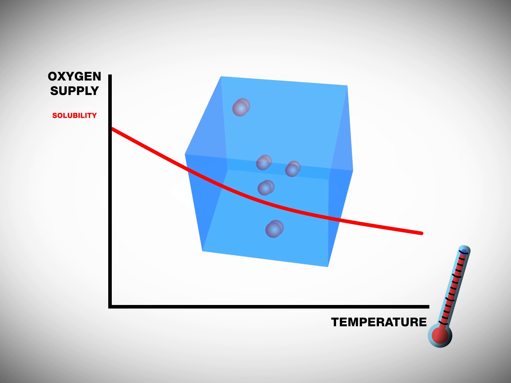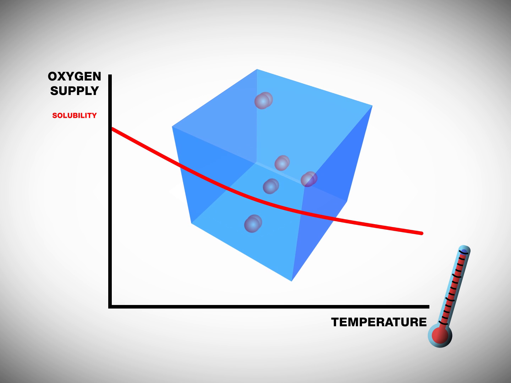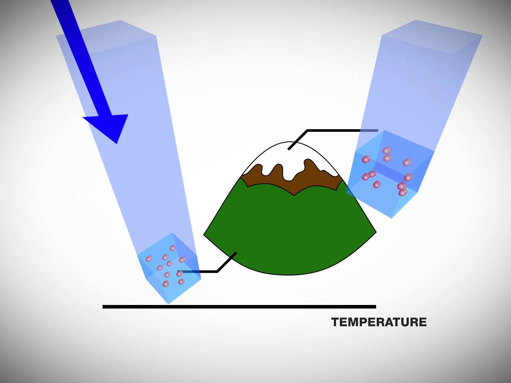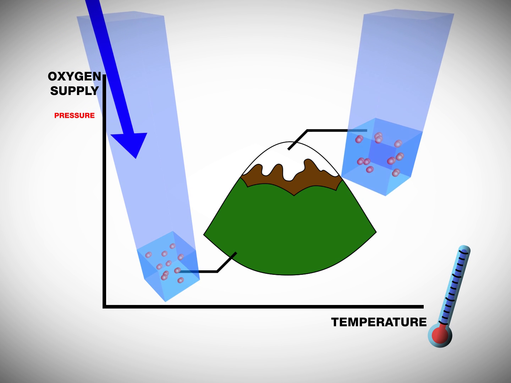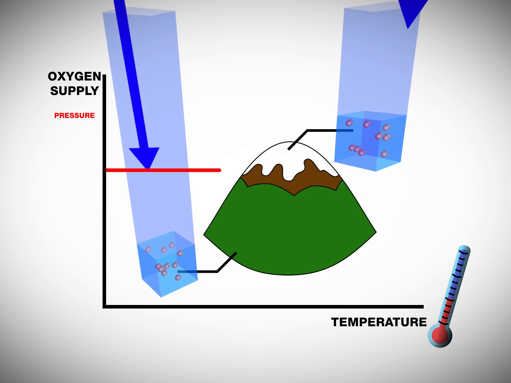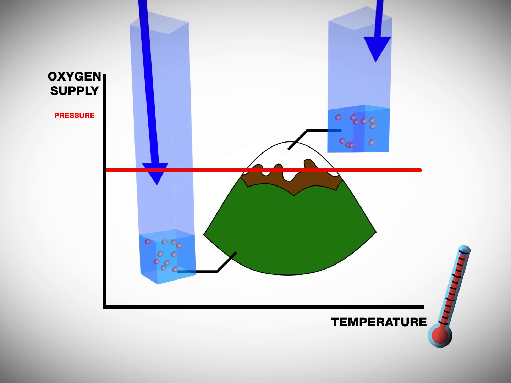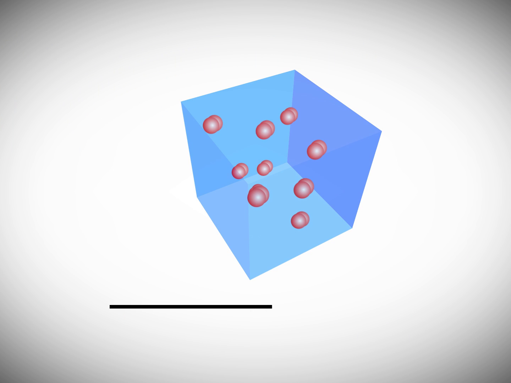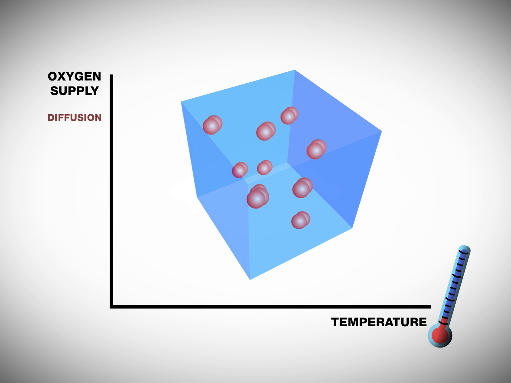Less oxygen can dissolve in warm water, hence there may be a double jeopardy with increased temperatures. Physiologists emphasize differences in pressure exerted by oxygen, which does not change with temperature. However, at high altitudes, the partial pressure of oxygen is lower. A third component is the diffusion, or movement, of oxygen molecules. At higher temperatures, oxygen diffusivity is increased.